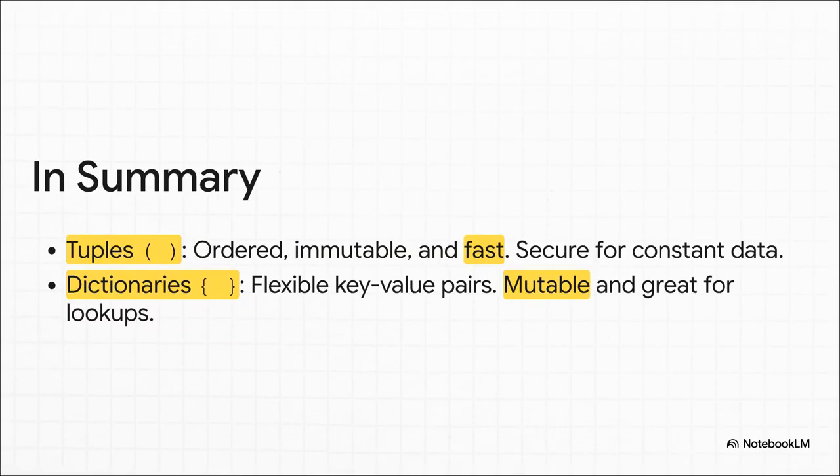So, to wrap it all up, the big takeaway is this. Choosing the right tool for the job really, really matters. Go for a tuple, the sealed box, when the order is important and you need to protect your data from being changed. They're also super fast and efficient. But grab a dictionary, the filing cabinet, anytime you need that flexibility to add, change, or look up data using a specific label. It's all about picking the structure that fits your problem.